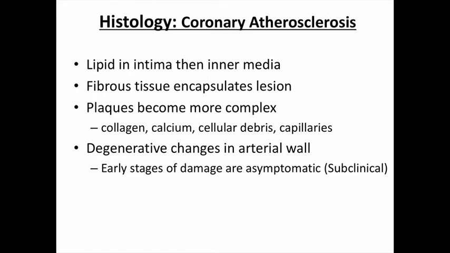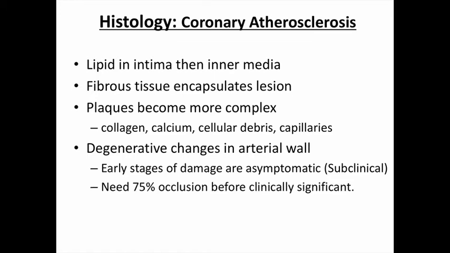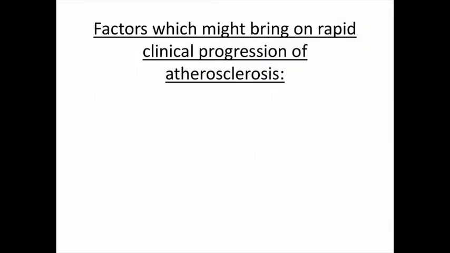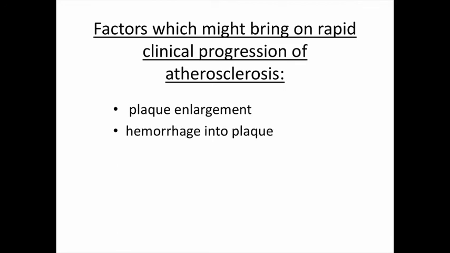Interestingly, these early stages of damage really are asymptomatic, or they're in that subclinical setting. We historically won't see symptoms elicited until you've got about 75% occlusion of a vessel. And even in those cases, you don't always see symptoms elicited. So what is it that can potentially bring on a rapid progression of atherosclerosis? If something caused the plaque to enlarge very quickly, probably that's not as common. I mean, it's not impossible, but it's not as common.